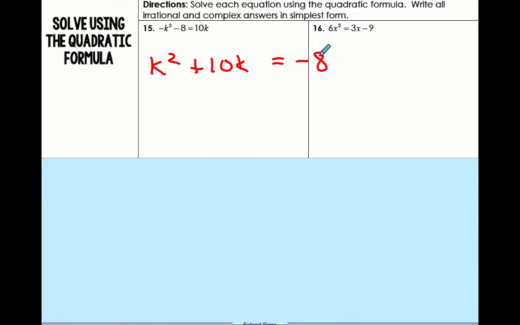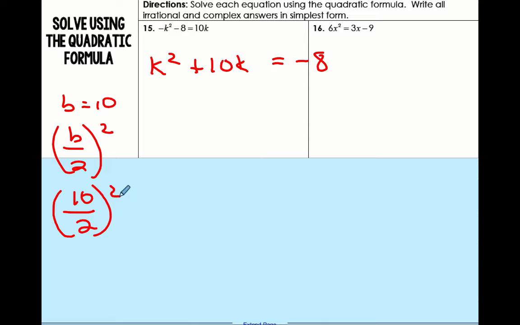So now I'm going to go ahead and look for my b. Well, b is 10. So I'm going to do b divided by 2 squared. So that's 10 over 2 to the second power, which is 5 squared, which is 25. So now what I'm going to do is add 25 on the left, and do 25 on the right. Because I can add something to both sides, and it's still a balanced equation.